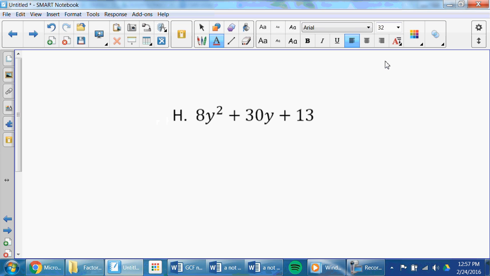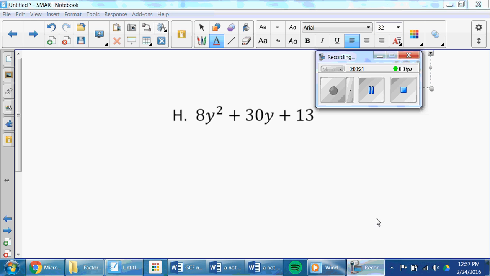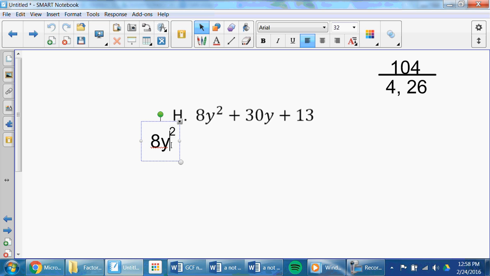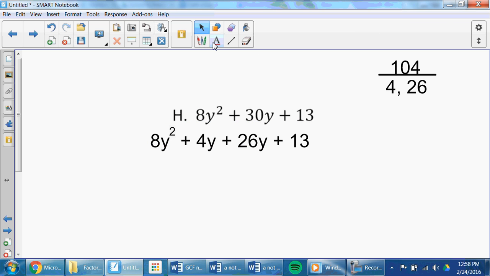Here is H. Okay, I do 13 times 8. 13 times 8 is 104. I need what factors of 104 add to be 30. I'm going to pause here to pull up a factor chart. All right, our factors here that I was looking for were 4 and 26. So I get 8y squared plus 4y plus 26y plus 13. I go and I split the middle.